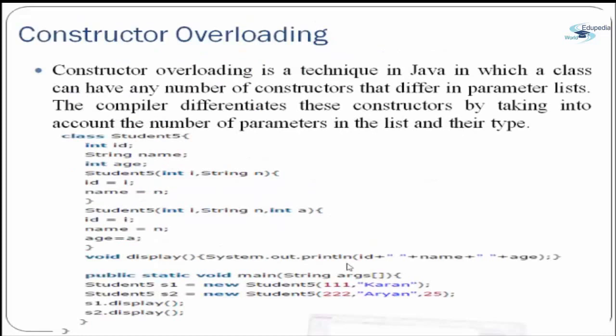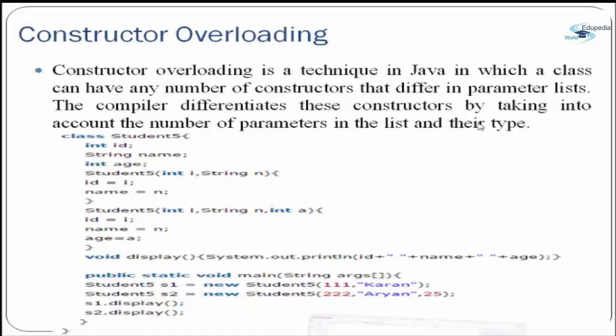Moving forward to constructor overloading. Constructor overloading is a technique in Java in which a class can have any number of constructors that differ in parameter list. The compiler differentiates these constructors by taking into account the number of parameters in the list and their type. So let's see an example of constructor overloading.